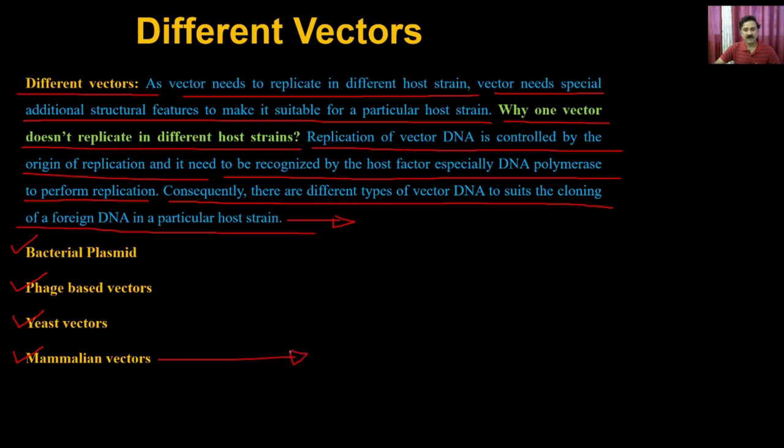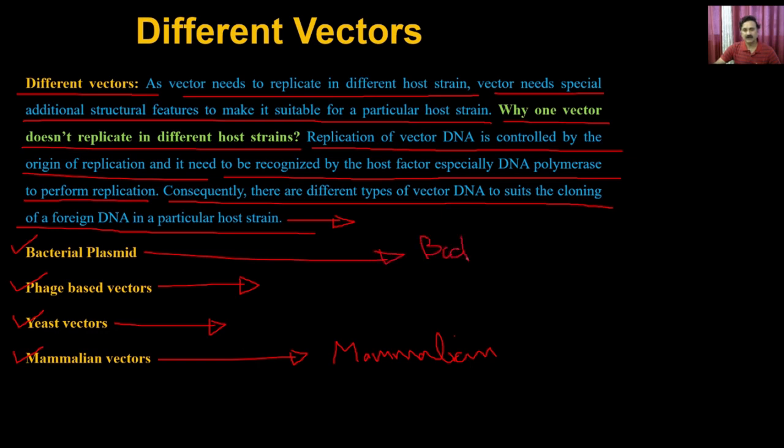So a mammalian vector is going to replicate in the mammalian system, right? Mammalian means all the normal cells. The yeast vector is the yeast-based vector. Then you have the phage-based vector, which is going to work in phage, and then you have the bacterial plasmid, which is going to work in the bacterial system as well.